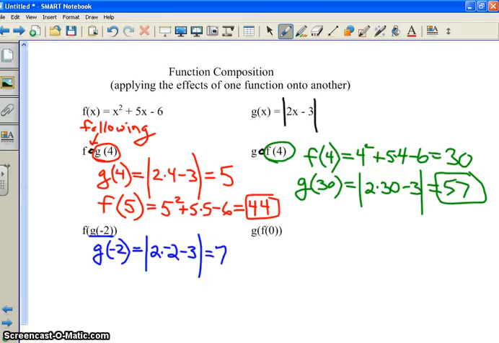And then we'll take that answer of 7 and plug it into the first function, f. And when we evaluate that, it'll be our final answer. 7 squared plus 35 is 84. Take away 6, should make 78.